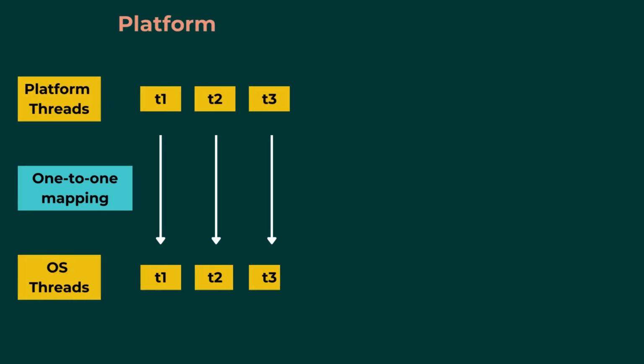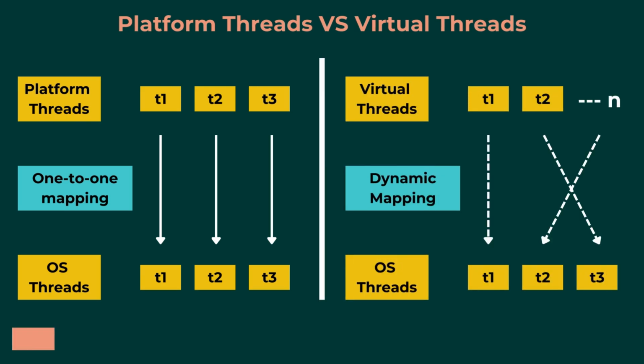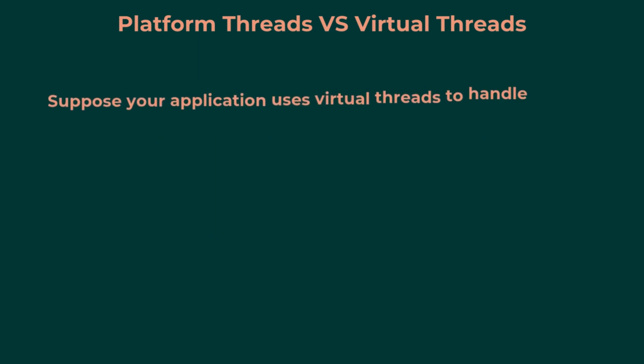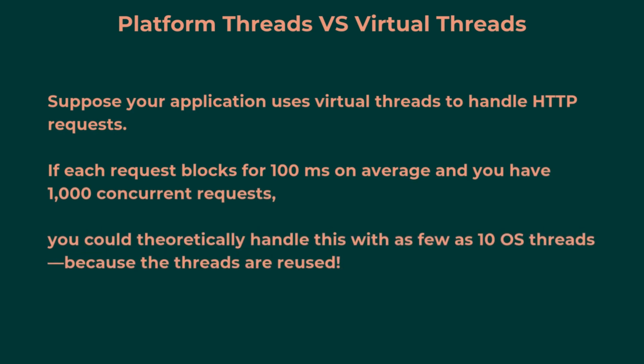So now let's connect the dots between Java and the operating system. In the JVM, threads fall into two main categories, platform threads and virtual threads. Platform threads are one-to-one mapped with the operating system threads, while virtual threads are managed by the JVM, mapped dynamically to a pool of operating system threads. Let's suppose your application uses virtual threads to handle HTTP requests. If each request blocks for 100 milliseconds on average, and you have 1000 concurrent requests, you could theoretically handle this with as few as 10 operating system threads because the threads are reused.